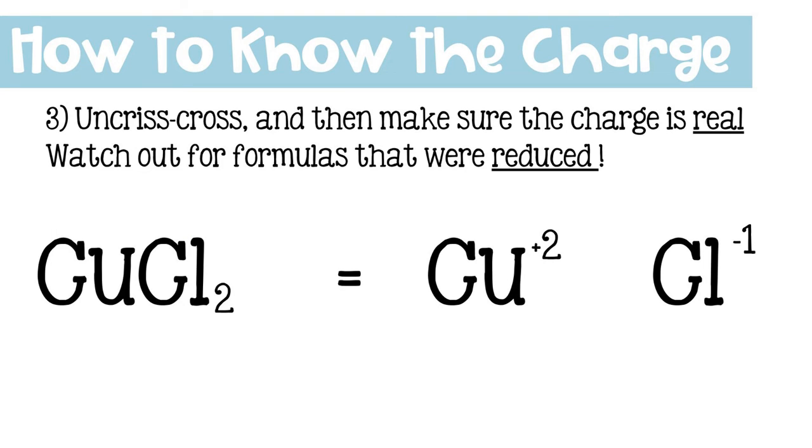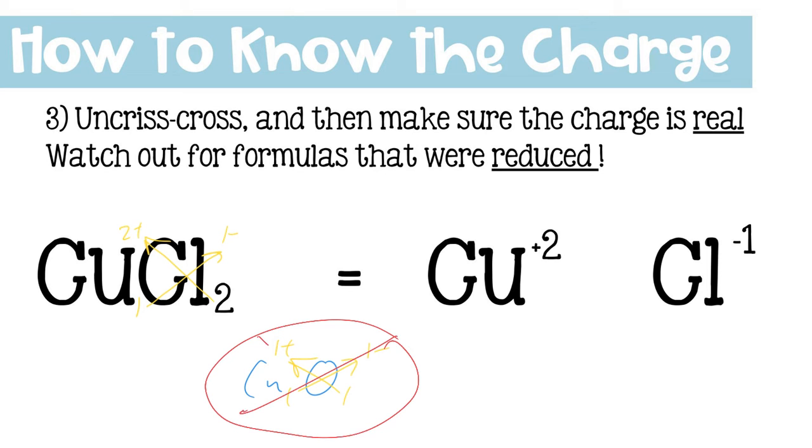The next method is the one I showed you a minute ago. You uncrisscross. However, whenever you do this, you have to make sure the charge is real. Watch out for formulas that were reduced. For example, CuO. If you see CuO, you uncrisscross, you get Cu +1 and O -1. However, we know that oxygen is always -2. That means the formula was reduced, and the copper charge is actually +2 in that case.